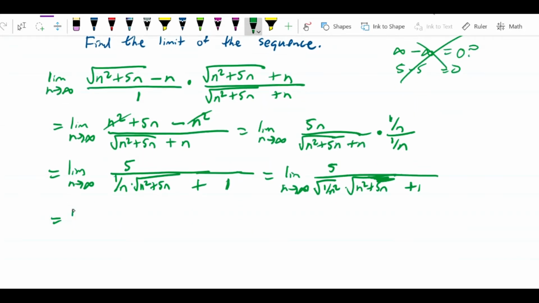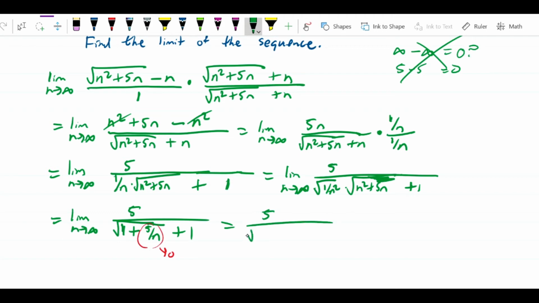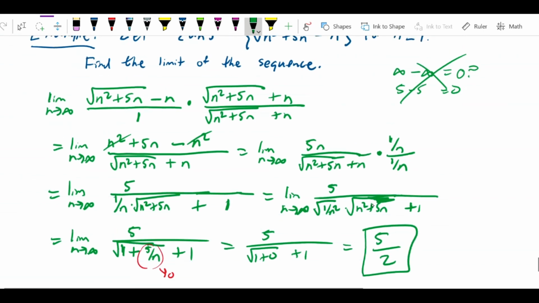So this now comes out to the limit as n approaches infinity of 5 over the square root of 1 plus 5n over n squared, which gives us 5 over n, and then plus 1. We can see that as n approaches infinity, this is of course going to approach 0. So this just becomes 5 over the square root of 1 plus 0 plus 1. Simplify that, and that becomes 5 halves. So that's the limit of this sequence.